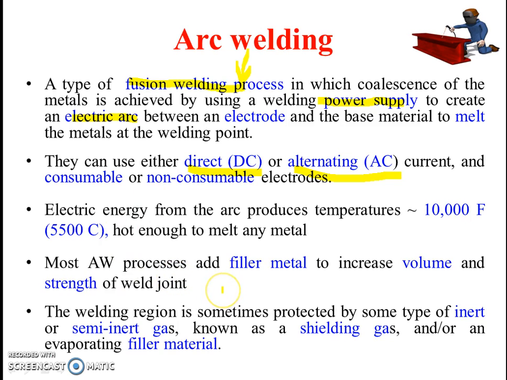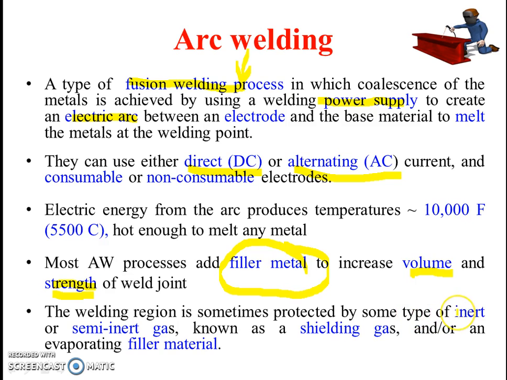Most arc welding processes use filler metals to increase the volume and the strength of the weld. In some cases the base metals will be too small, which means the welding area will be less. That may affect the weld, or it can easily break. So in order to add strength, filler metals are used.